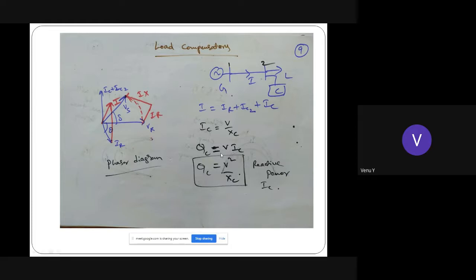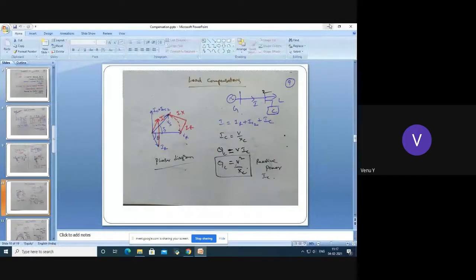QC is the reactive power, that is QC is equal to V into IC, and IC is equal to V by XC. Therefore, QC is equal to V square by XC. The reactive power supplied by the compensator is QC. Anyhow, the phasor diagram is as usual, the previous one. So this is the load compensator and its significance.